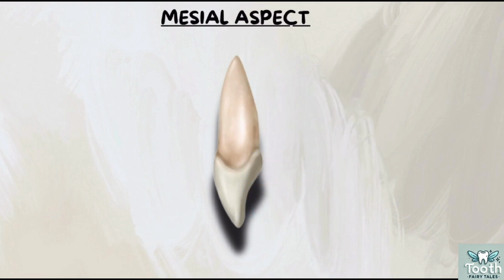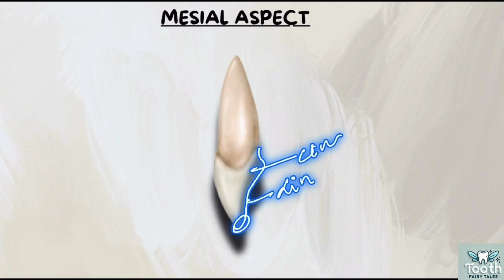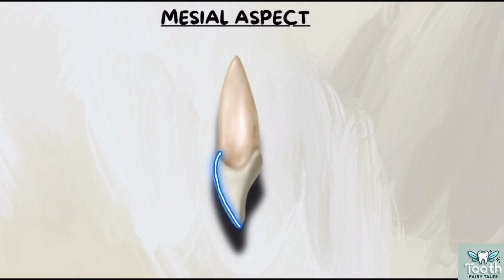So from the mesial aspect, when you look at the lingual outline of the crown, you will find the cingulum, lingual fossa, and the incisal ridge is slightly elevated here. This is the incisal ridge. When you look at the labial outline, it is slightly convex and it is smooth.